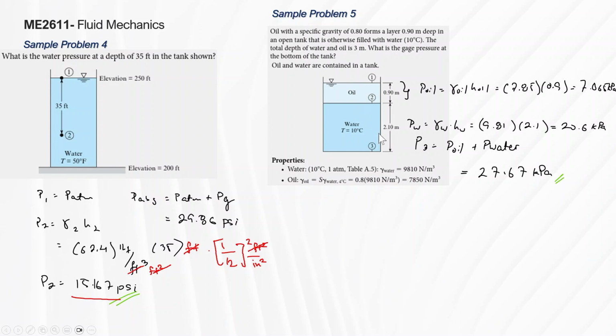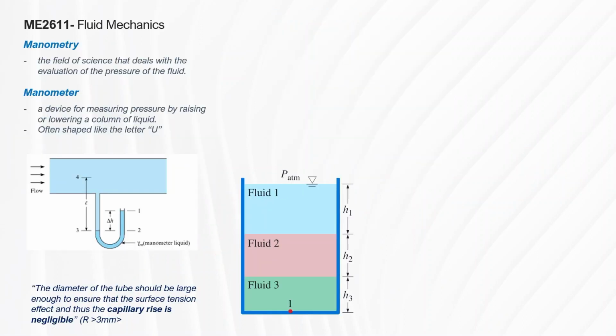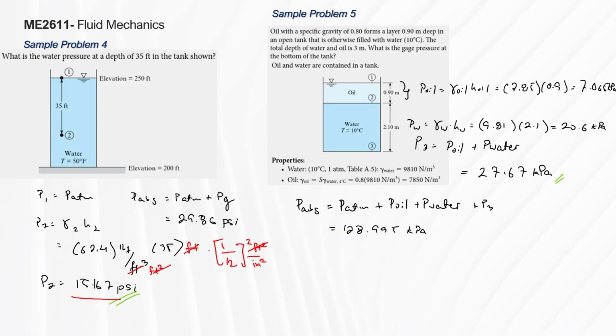Kung mapapansin mo, habang paangat ka, at oil dito is 7.065 lang. And then sa baba dito, the water, that's 20.6. So all you have to do is just add them together. Now, if you're being asked kung yung absolute pressure at point 3, all you have to do is just add all the known pressures together, including yung 101.325 to get your P3. Then you have your 128.995 kilopascal.